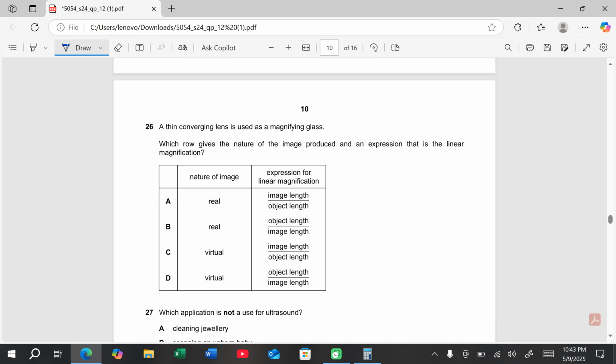A thin converging lens is used as a magnifying glass. Which row gives the nature of the image produced and an expression for the linear magnification? A magnifying glass always produces a virtual image, and linear magnification is image length over object length.